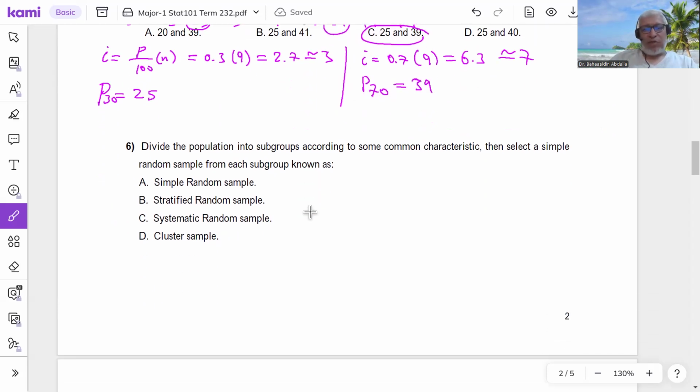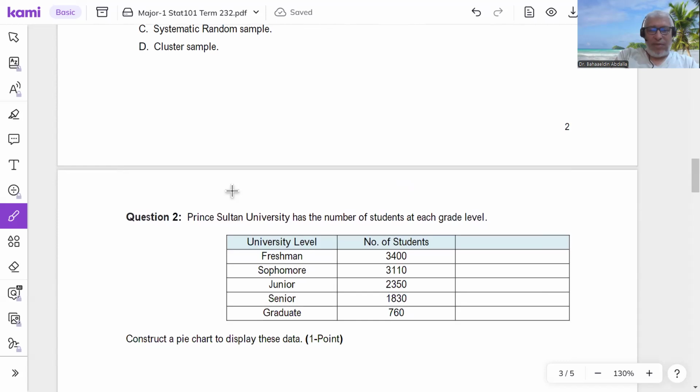Divide the population into subgroups according to some common characteristic, then select a simple random sample from each subgroup. That's exactly the definition of stratified random sample. If you select one group or two groups, it's cluster. If you select from each group a random sample, this is stratified random sampling.